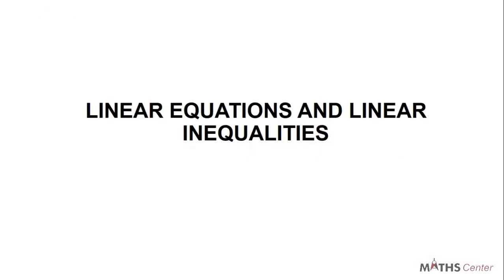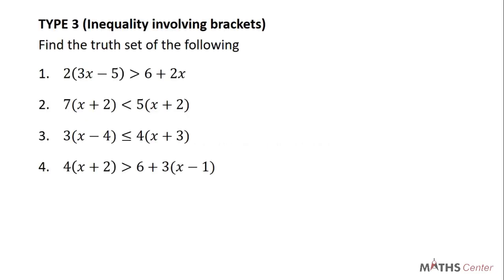We are still on the topic linear inequalities. In the previous video, we looked at solving type 2 of linear inequalities. In this video, we are going to consider solving the third type of linear inequalities. Now, in the third type of linear inequalities, you will see that the inequality involves a bracket. So when there's a bracket in the inequality, how are we going to do it?